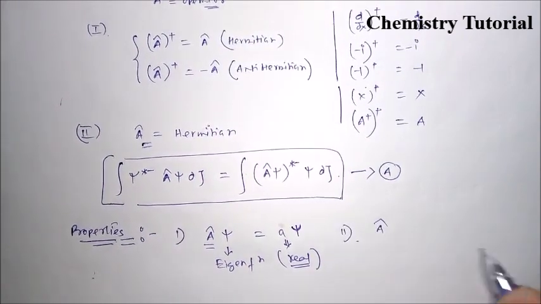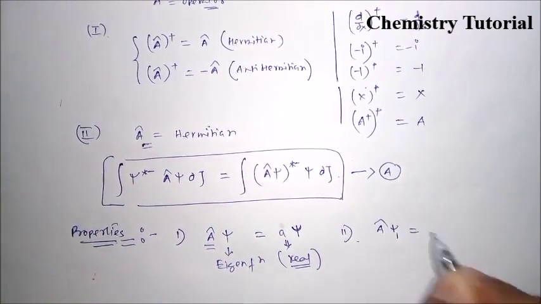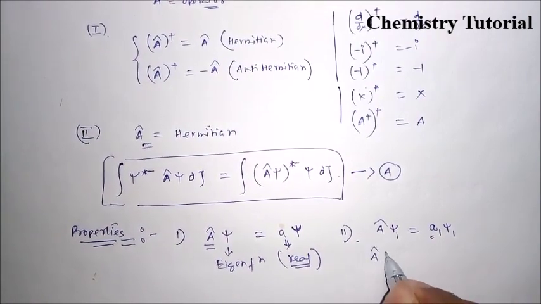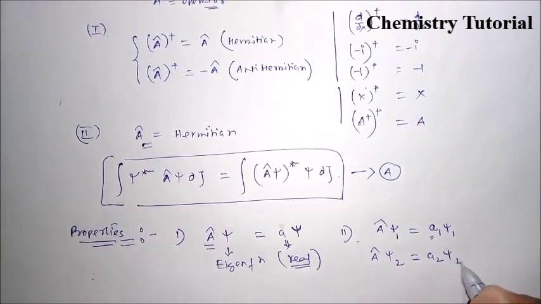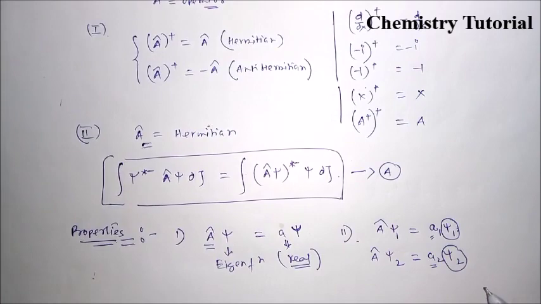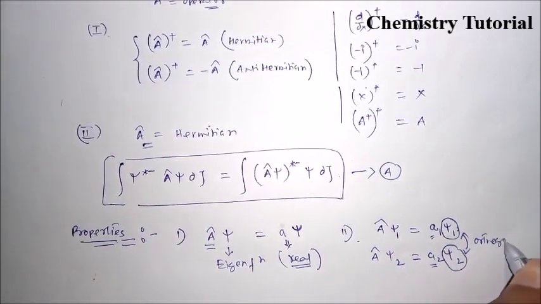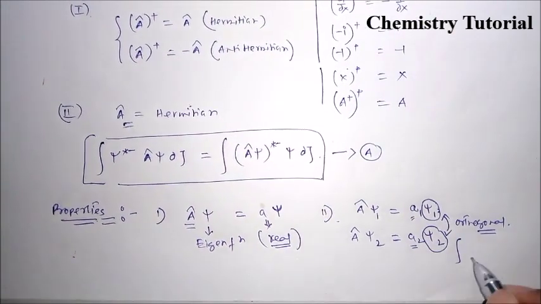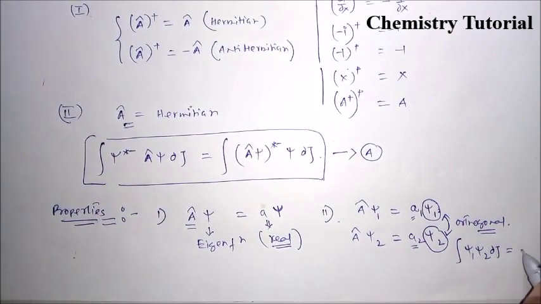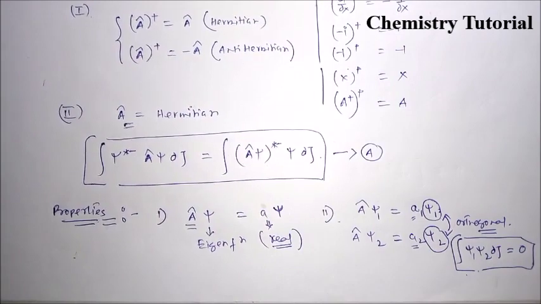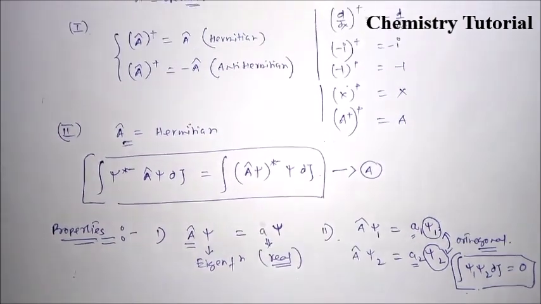The second property: if we have a Hermitian operator and it operates on a function, suppose psi 1, and gives us a 1 psi 1, where a 1 is the eigenvalue, and if it operates on a different function psi 2 and gives us a different eigenvalue a 2, then we can say that these two eigenfunctions, psi 1 and psi 2, are orthogonal. The condition of orthogonality is that the integration of psi 1 psi 2 d tau is equal to 0. We will discuss this later on. This is the theory part of the Hermitian operator. If you know this very well, you can solve all the problems.